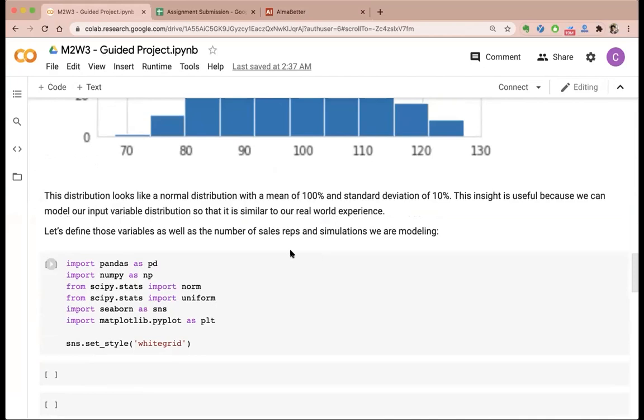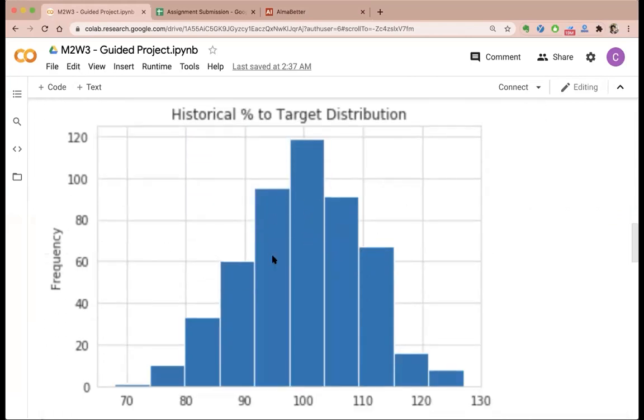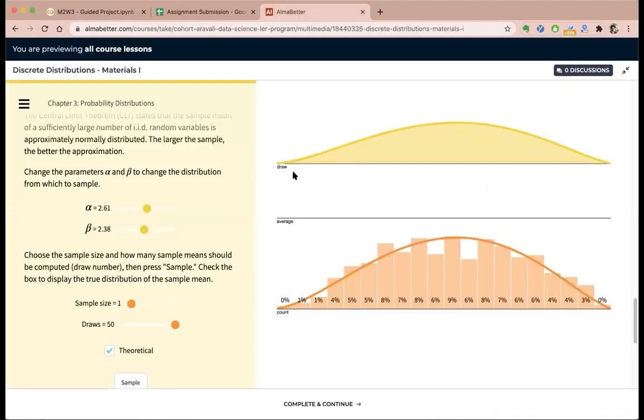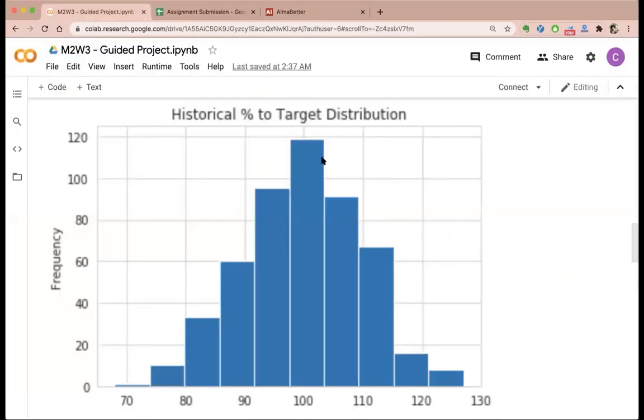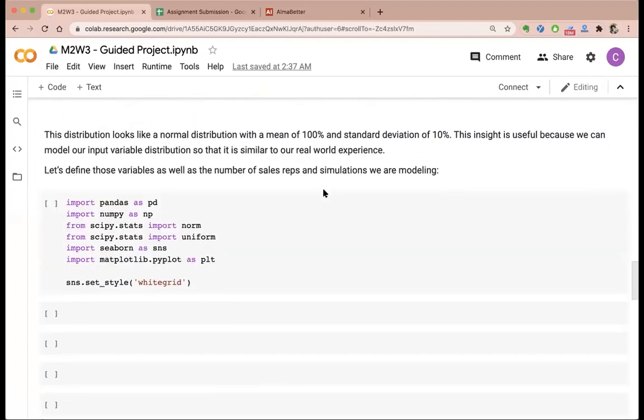Say the number of sales representatives that I have is 500. So I need to generate 500 such numbers corresponding to different sales representatives. If this is my population with a mean of 100 and a standard deviation of 10, I want to pick 500 such numbers so as to be very close to what I have seen in the population.